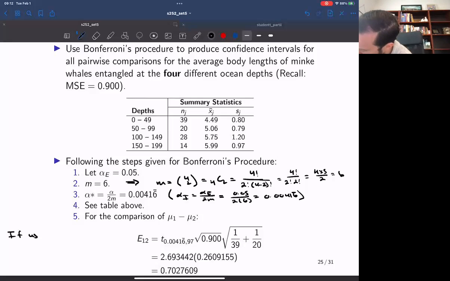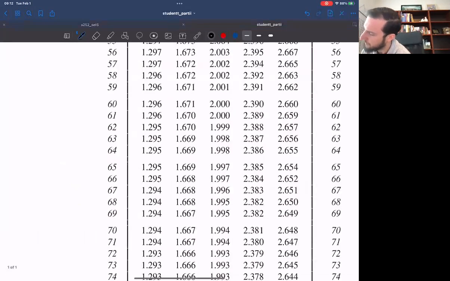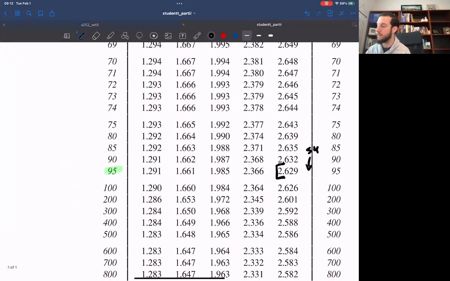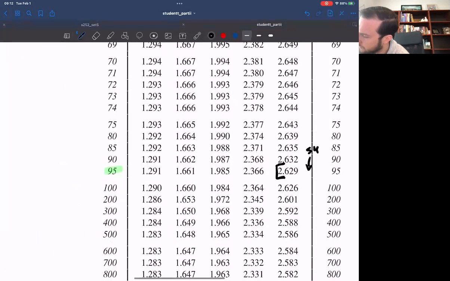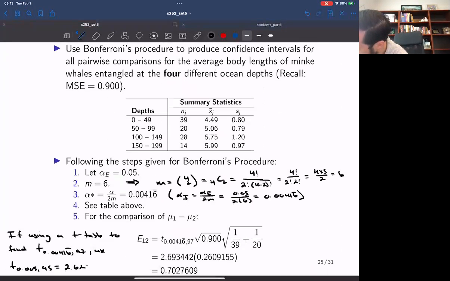So if using the t table to find t 0.00416, 97, we would use t 0.005, 95, because that would be the closest that we can get to the actual value. So that would be 2.629.